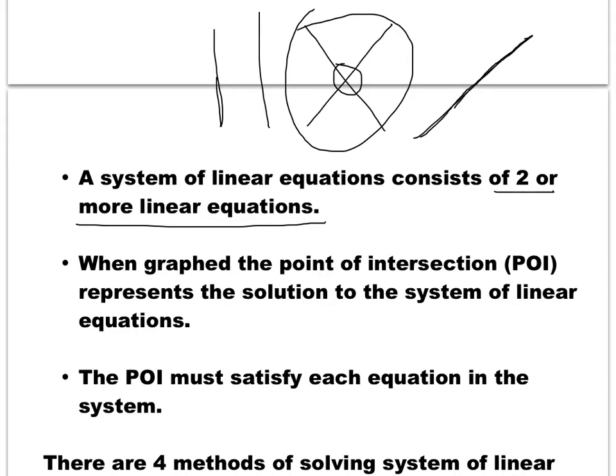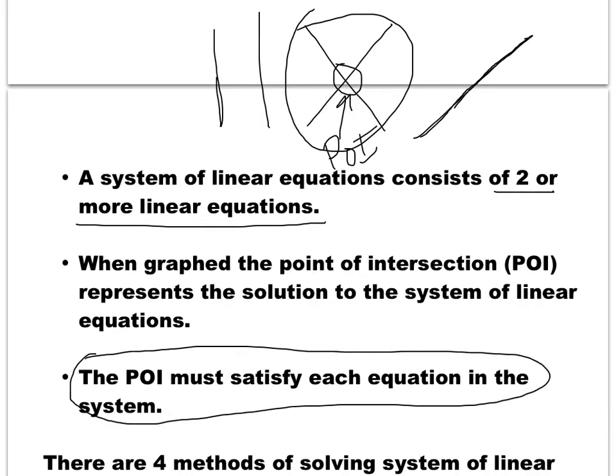Now, when you graph the two lines, the point where they intersect is called POI, or point of intersection. So this point we call POI, which is the solution of the system of linear equations. Now, very important is that the POI has to satisfy both equations. And this you have to check after you solve any system of linear equations.